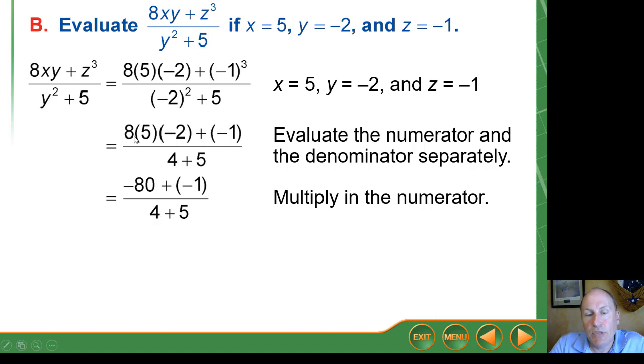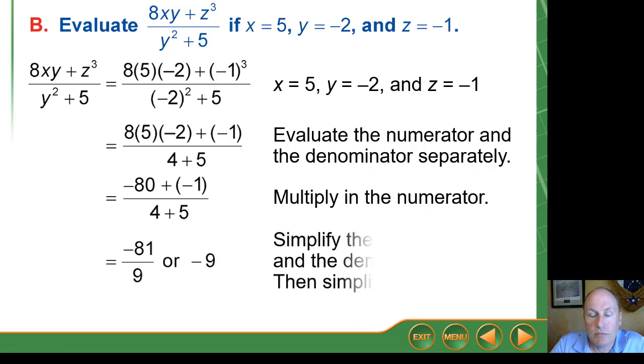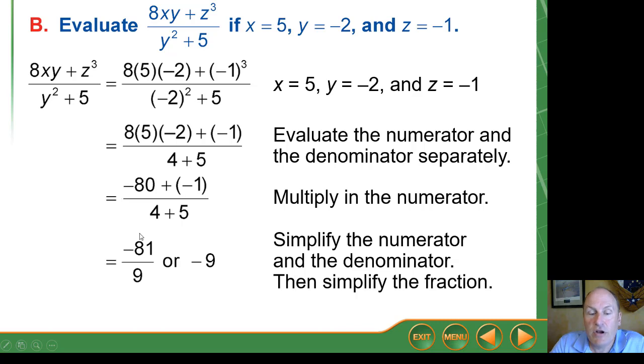Once we've done that, we can then multiply and divide. Well, there's a multiplication here. The 8xy term is a big multiplication: 8 times 5 times -2. So we're going to evaluate that next now that we've taken care of the power. So we get 8 times 5 times -2, which is -80, plus -1, all divided by 4 plus 5. Okay, this gives us in the numerator -81, and in the denominator 9. So we get -81 over 9, which is -9.